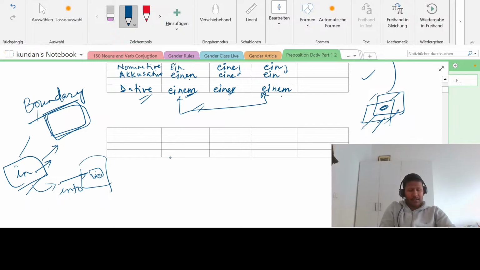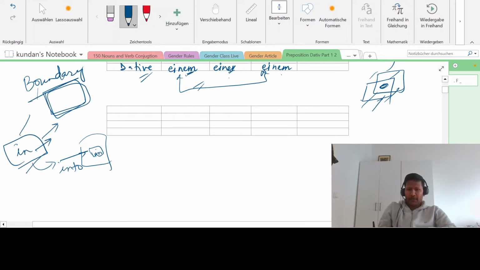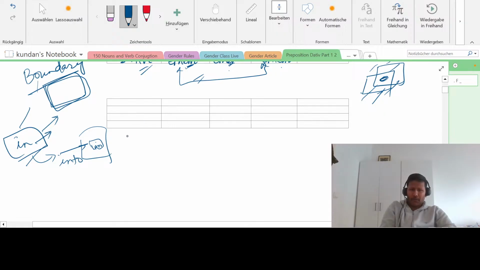But now it changes very often. Sometimes it is dative, sometimes accusative. That we are going to learn now. So when I, for example, say I go into the school, into the school.